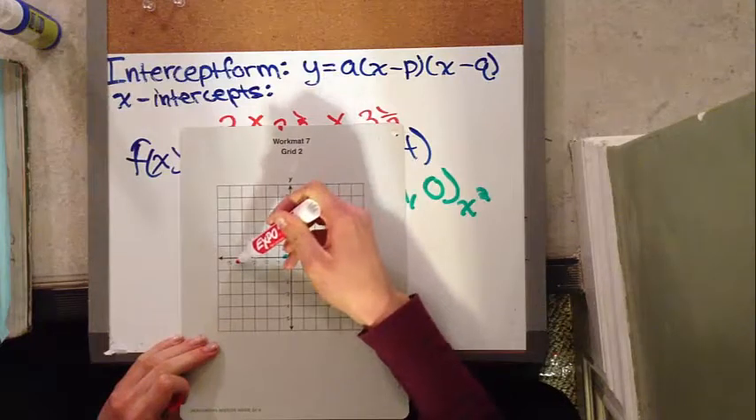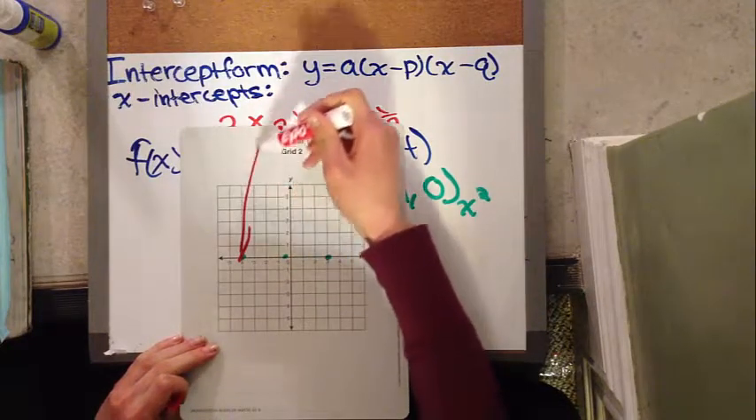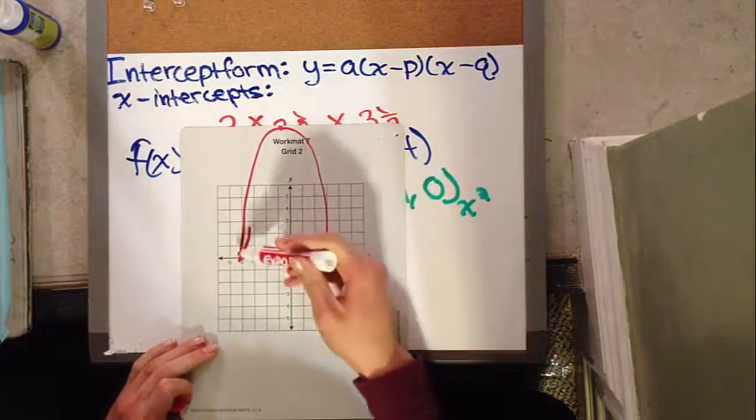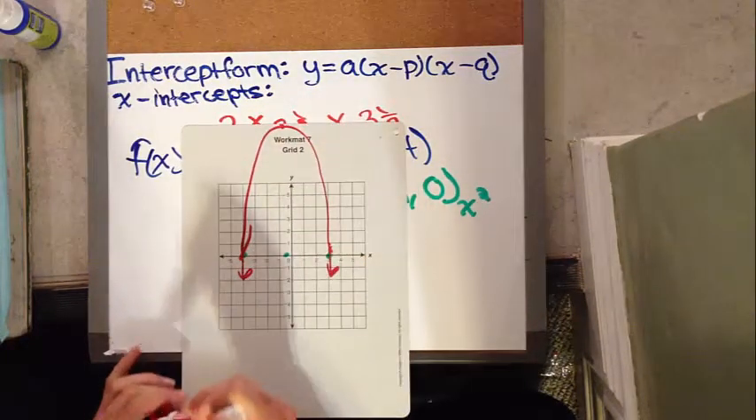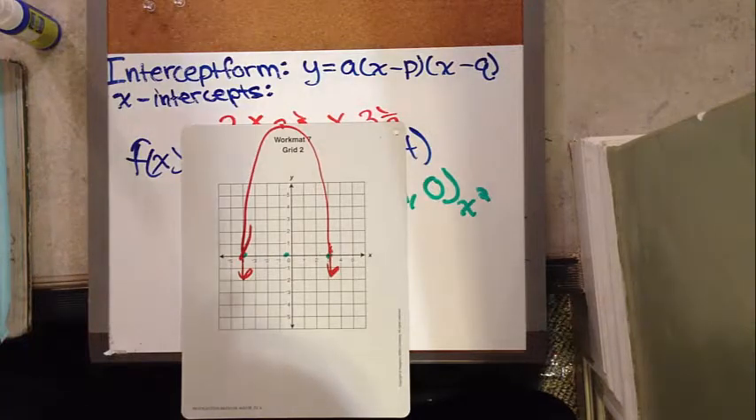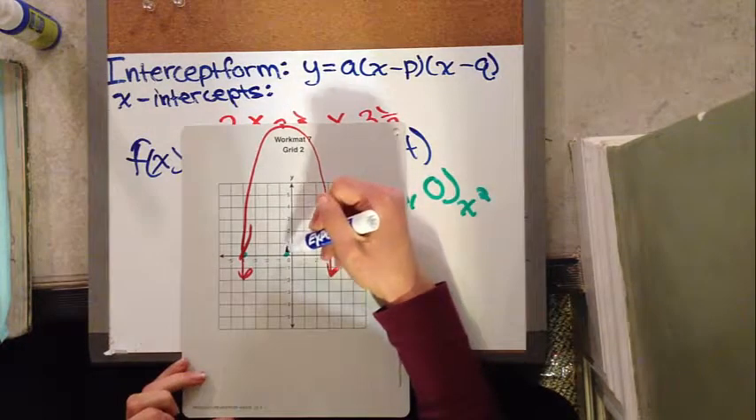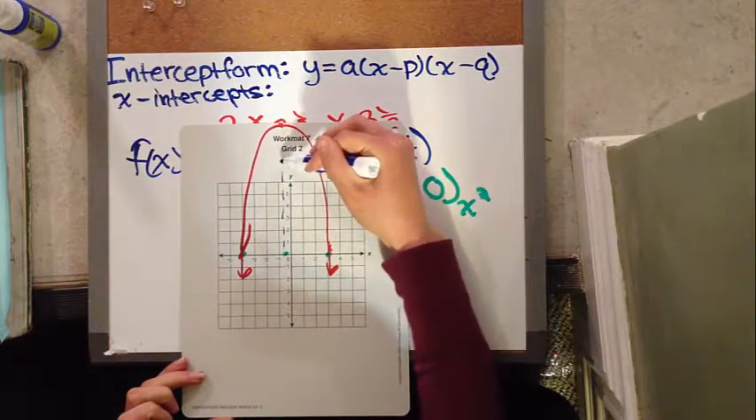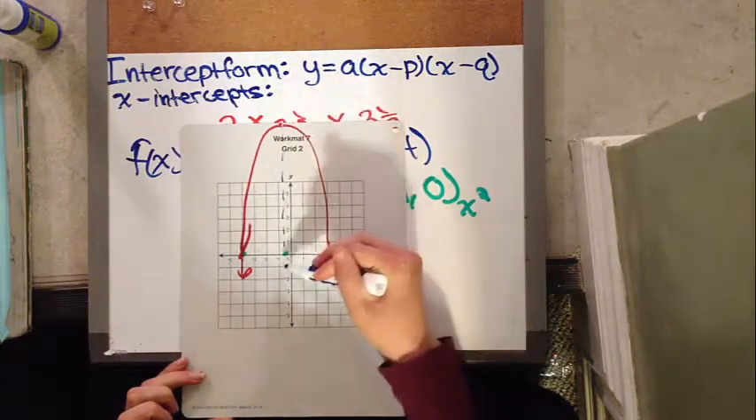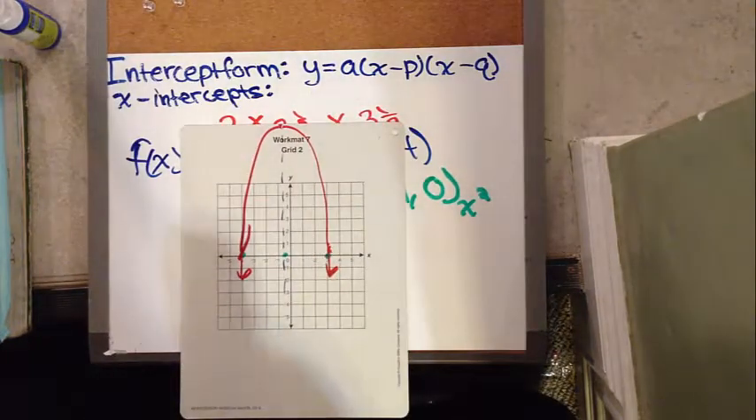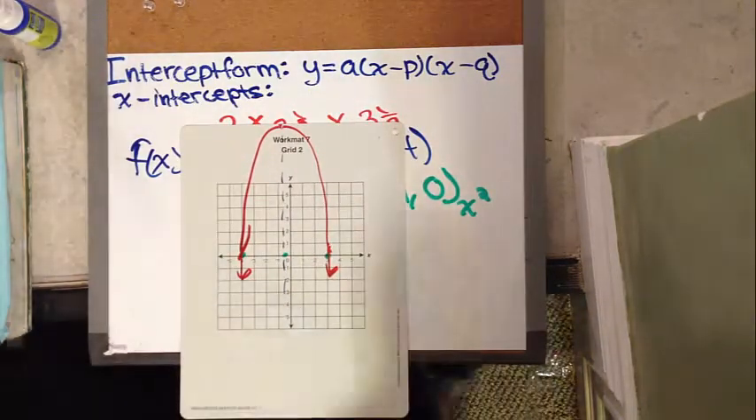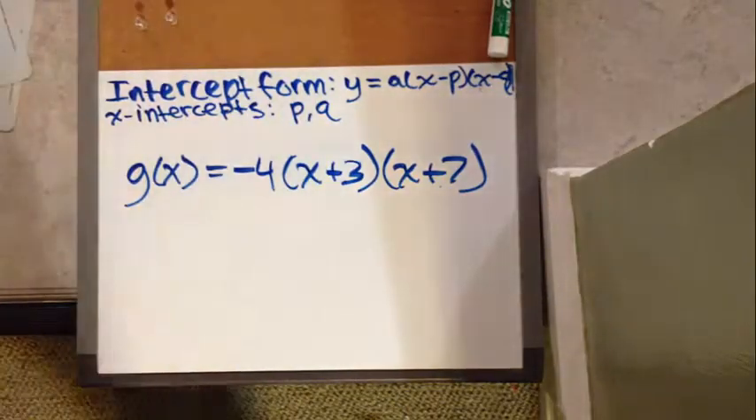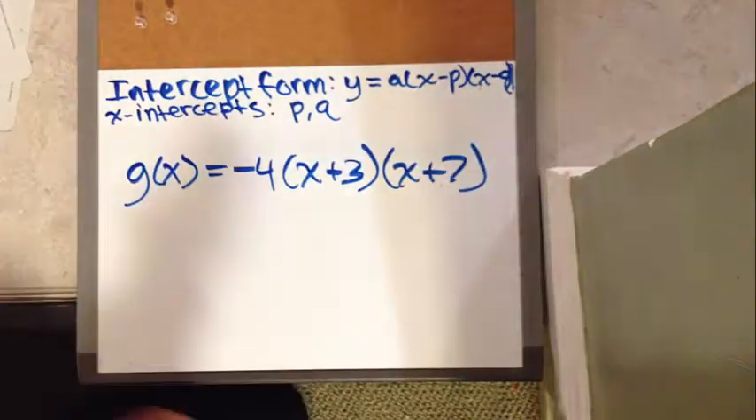something like that, and then just draw our parabola like that. And now we have our parabola. All that's left is the axis of symmetry, which will go right through this vertex there. And we are done. Alright, now on to our last intercept form practice problem.